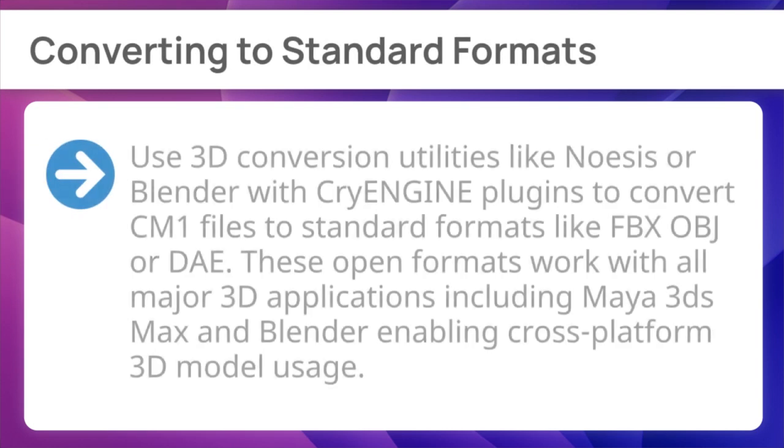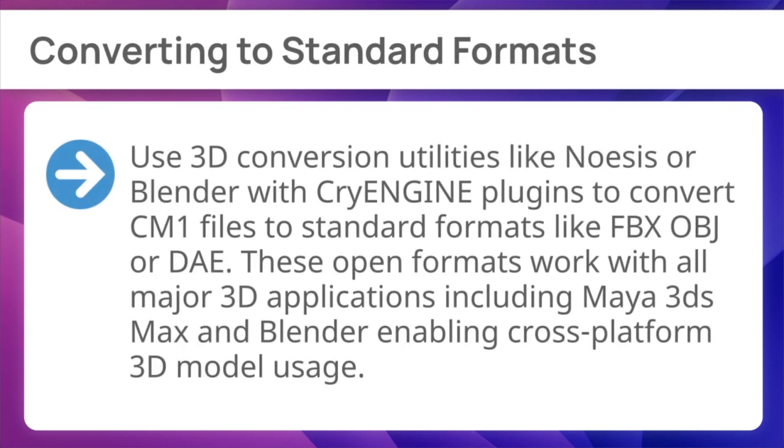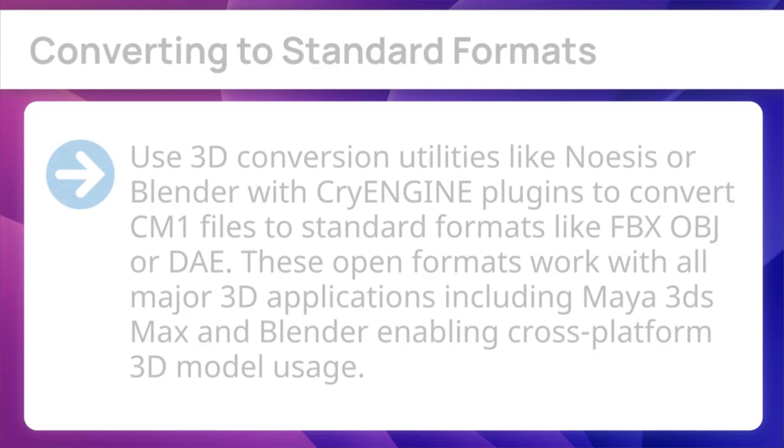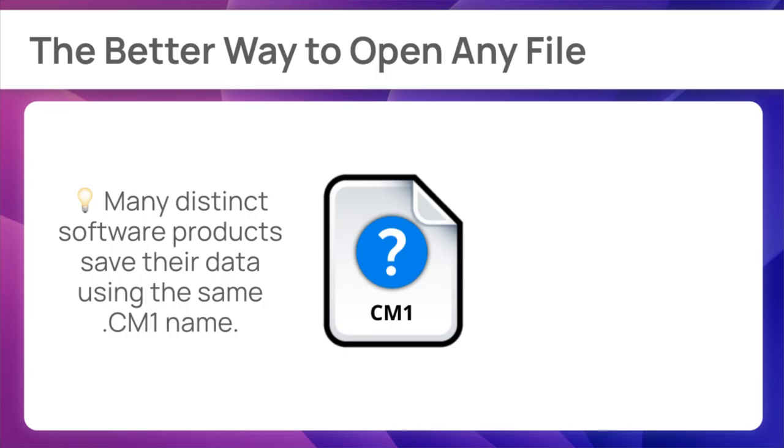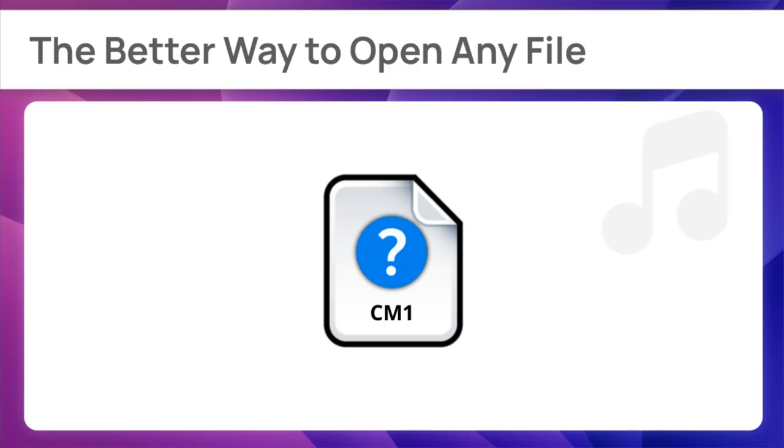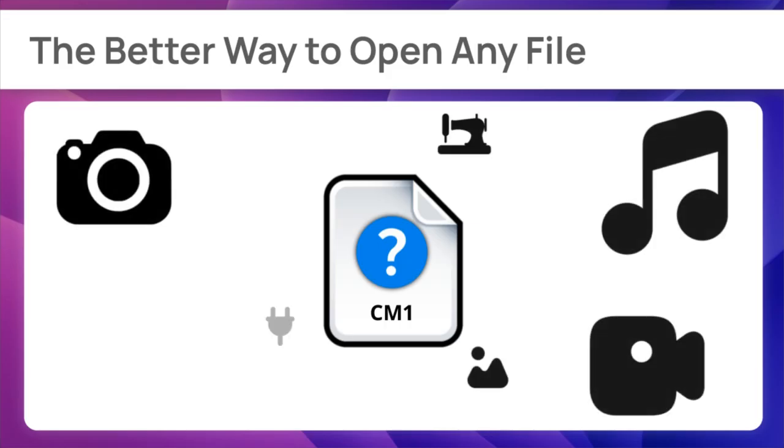Finally, converting to standard formats. Use 3D conversion utilities like Noesis or Blender with CryEngine plugins to convert CM1 files to standard formats like FBX, OBJ, or DAE. These open formats work with all major 3D applications including Maya, 3ds Max, and Blender, enabling cross-platform 3D model usage. If compatibility checks failed, it is likely because the file extension name is shared by different developers for unrelated formats, causing your PC to use the wrong reading language.